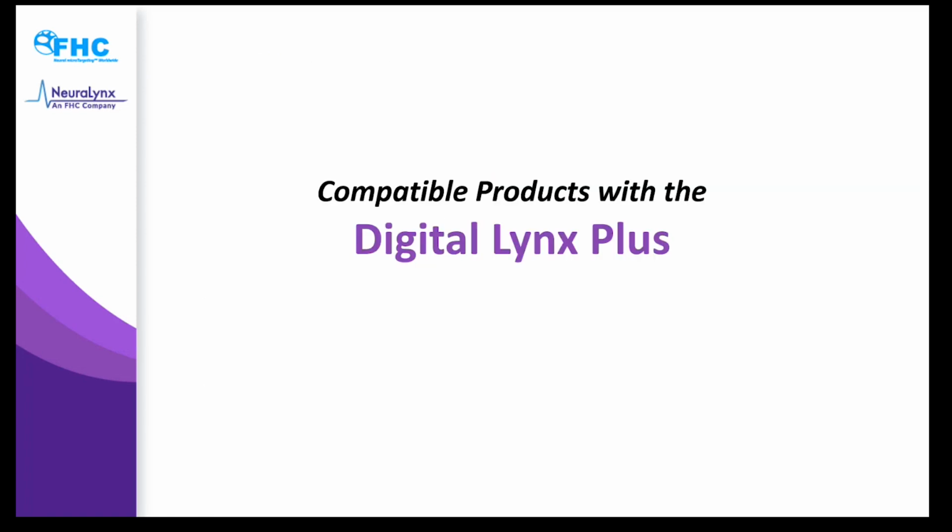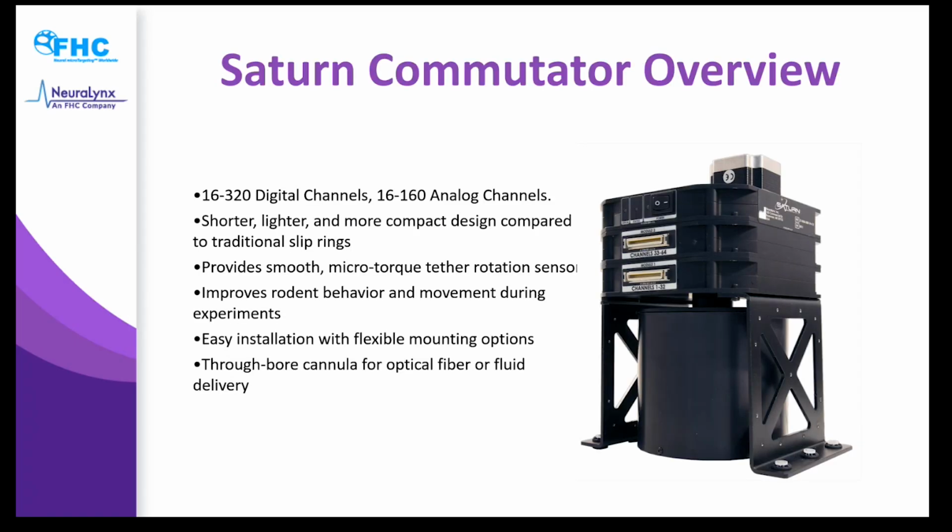So as far as compatible products with the Digital Lynx Plus, we wanted to make sure that a lot of our existing hardware would be compatible with this. So the first one would be the commutator. So this would be 16 to 320 digital channels or 16 to 160 analog channels. It allows for unencumbered movement for animals during experiments, most commonly with rodents. It allows for the tethers to stay out of the way, helps protect the tethers from chewing animals, etc. And then you also can do a through-bore cannula for optical fiber or fluid delivery to the animal.